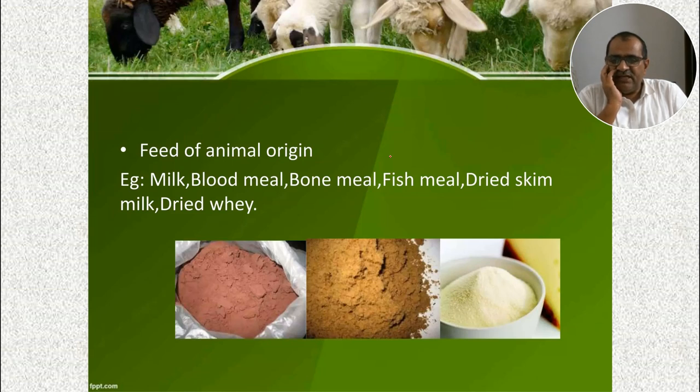Whereas blood meal is another thing, prepared from blood collected from the slaughterhouse, then dried and powdered. Then there are bone meal, fish meal, dried skim milk, and dried whey. All these are feeds of animal origin. Wherever these things are about to be discarded, they are powdered and stored in a proper manner to be added as animal protein. Directly, these are all proteins. Once again, we need to see the cost of the protein also to make a balanced diet.